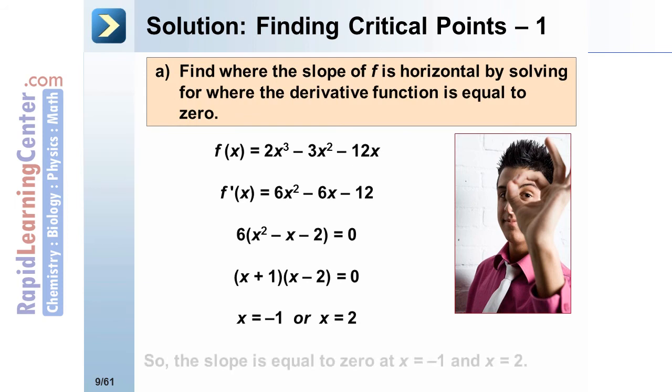So the answer to part A here is that the derivative is equal to 0, which means the slope of the tangent lines are equal to 0, which means we have horizontal tangent lines that would be drawn at x equals -1 and x equals 2.